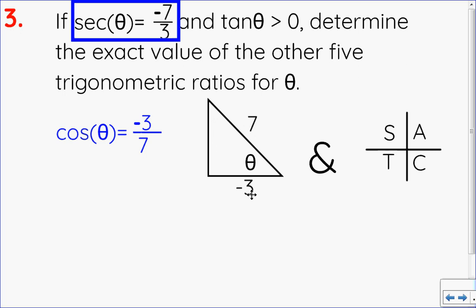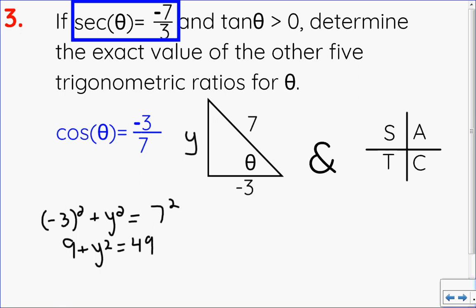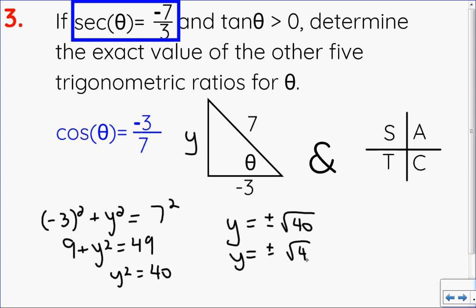Now, the next thing I want to do is use my CAST rule to place it in the correct quadrant. So before I do that, I'm actually going to solve for my y side here. So I know using Pythagorean theorem that I have x squared plus y squared equals r squared. So 9 plus y squared equals 49. That makes y squared equal to 40, subtracting 9 from both sides. Now I'm going to take the square root. When I do that, I need to remember it's plus or minus, and then I just break it down into perfect and non-perfect factors. So that will just be plus or minus 2√10.